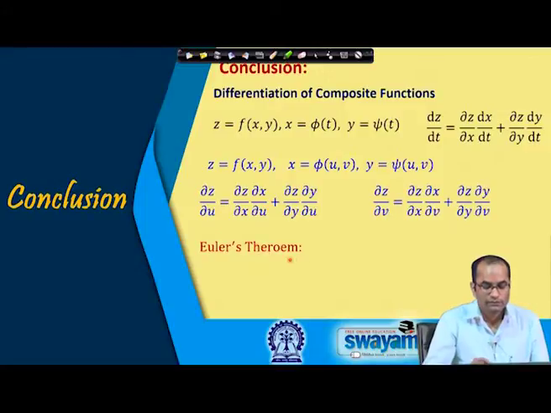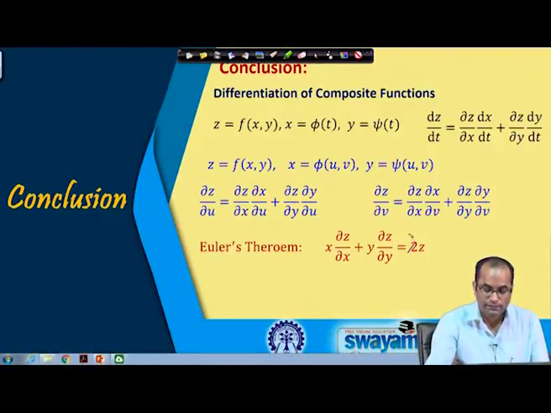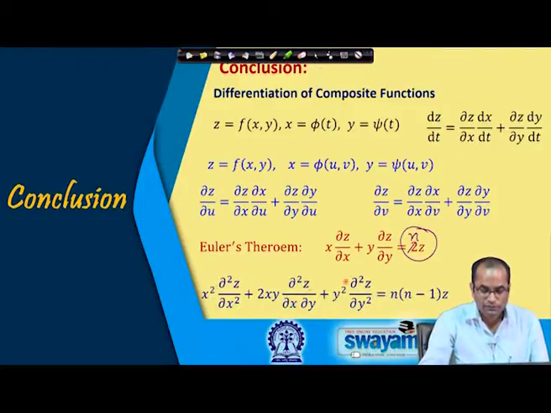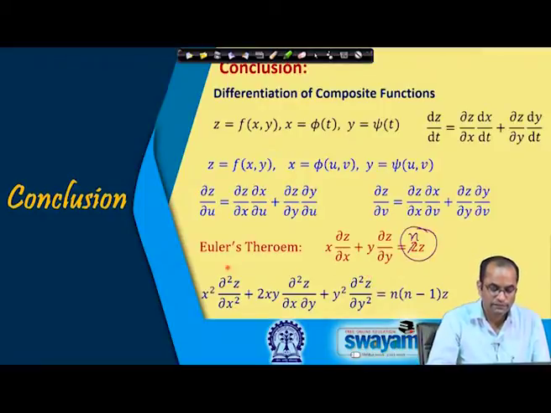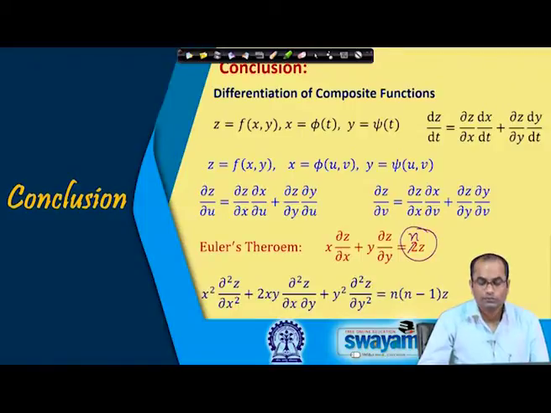And then the Euler's theorem for homogeneous functions: we have learned that if z is a homogeneous function of order n, then x partial derivative with respect to x plus y partial derivative with respect to y will be equal to nz. Or there was a generalization that we can also get the second order derivatives as n into n minus 1 into z, when z is a homogeneous function of x and y of order n.